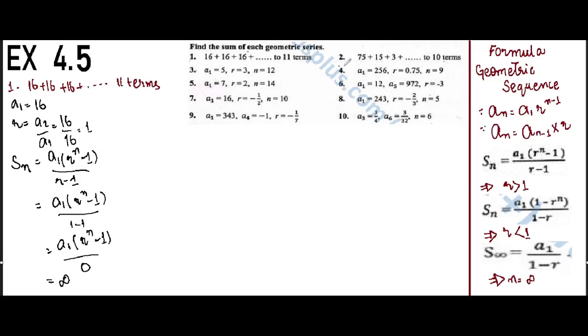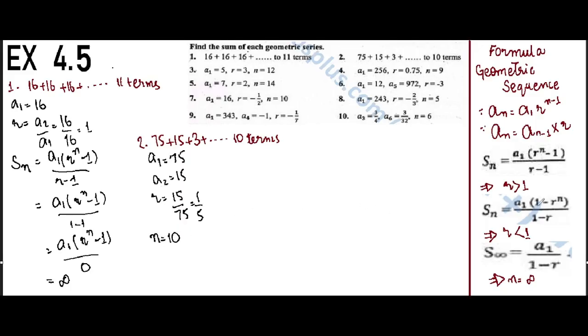Okay. The next one is 75 plus 15 plus 3 plus up till 10 terms. Let's write the question over here. Second question is 75 plus 15 plus 3 plus up to 10 terms. Okay. a1 equals 75, a2 equals 15, r equals 15 by 75, which equals 1 by 5. So this is r, we have a1, and we have n, which equals 10.